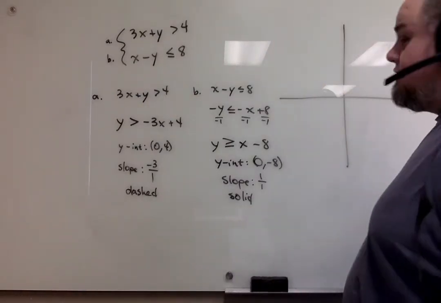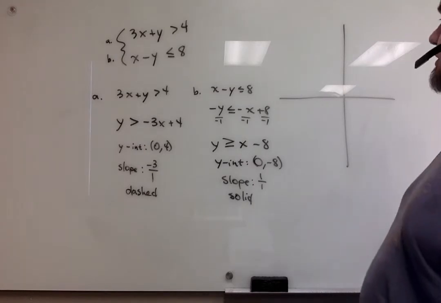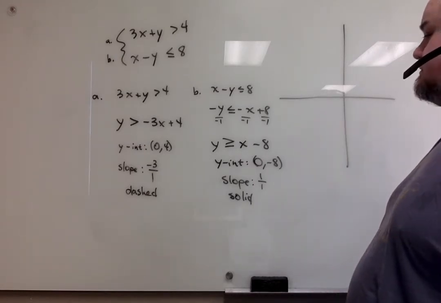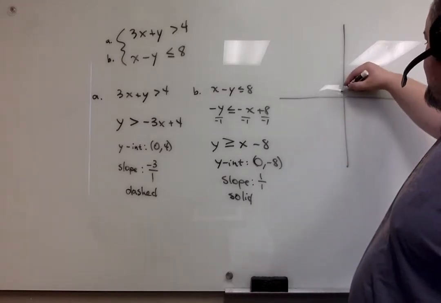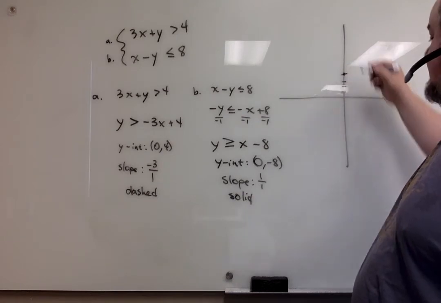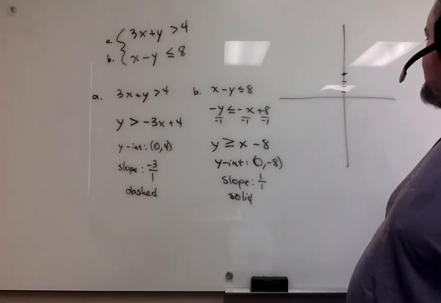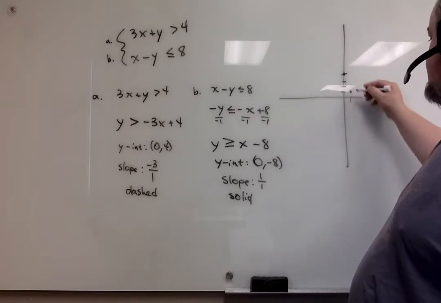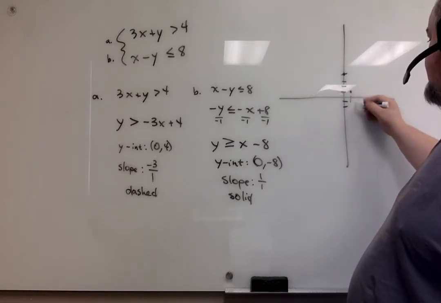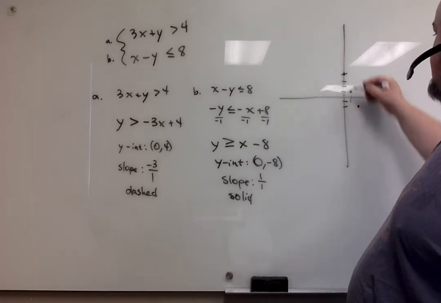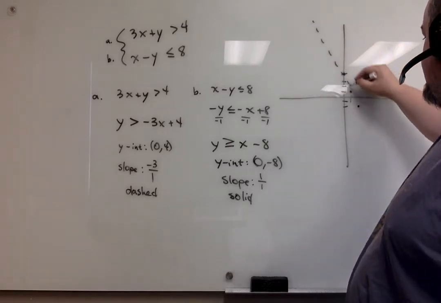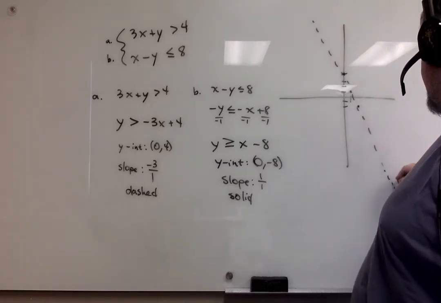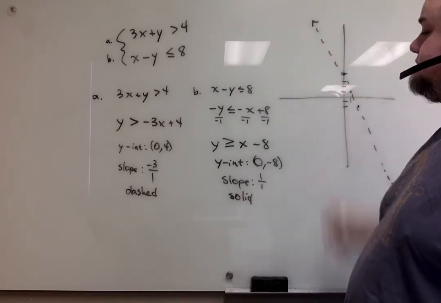So here's our graph. We're going to graph equation A first. We said our intercept is 0, 4. So we'll start up here at 0, 4. Our slope is negative 3 over 1. So that means we go down 3 and to the right 1. And then we could do that again. So down 3, to the right 1. And then that is going to be a dashed line. So we draw a dashed line through those points.